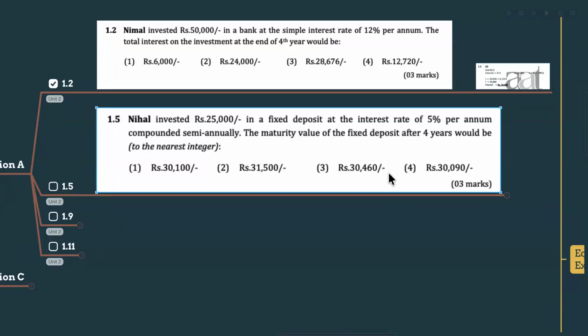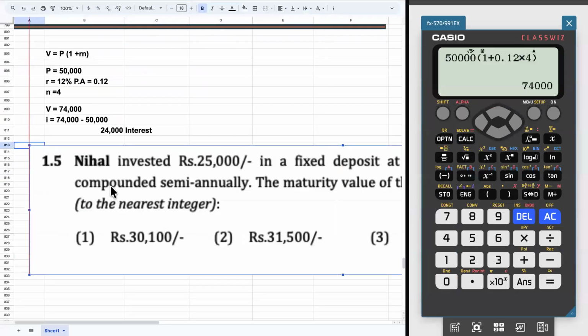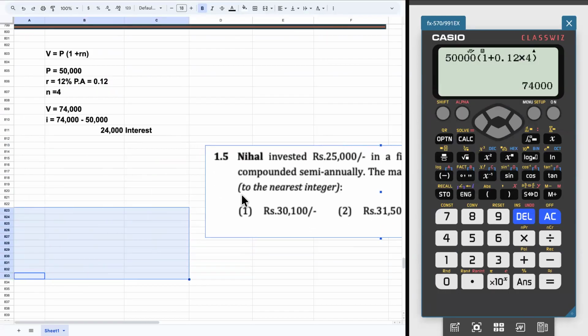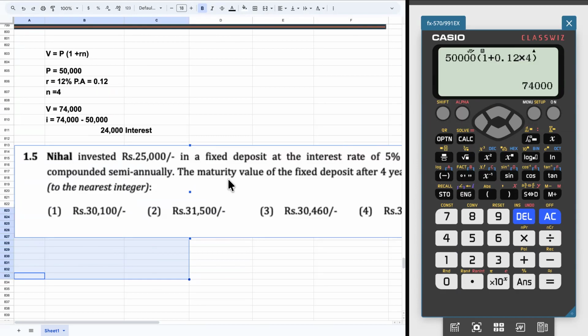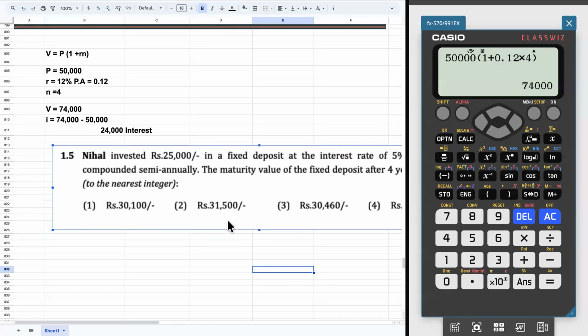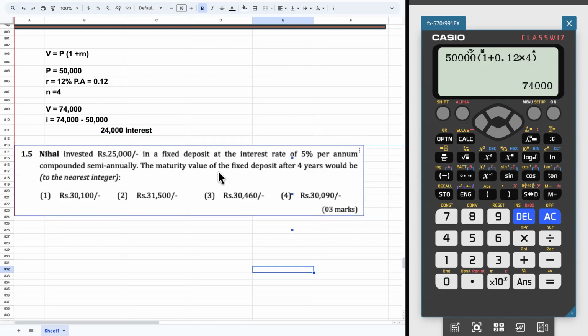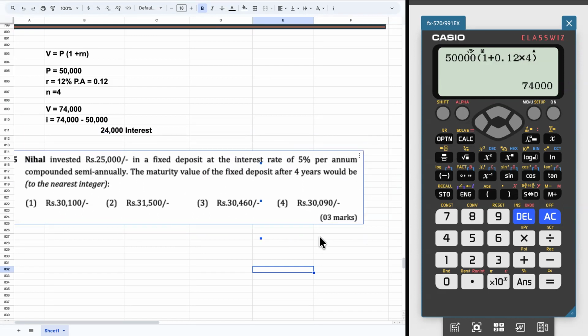What is the answer? What is the answer, my dear? Here is the question.